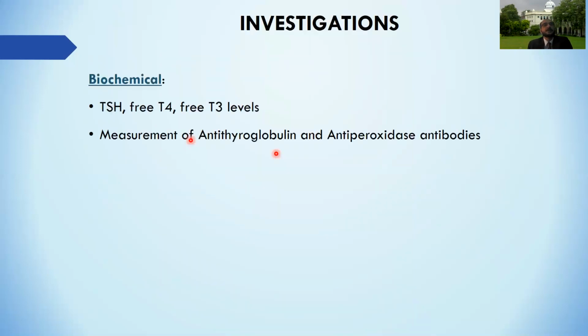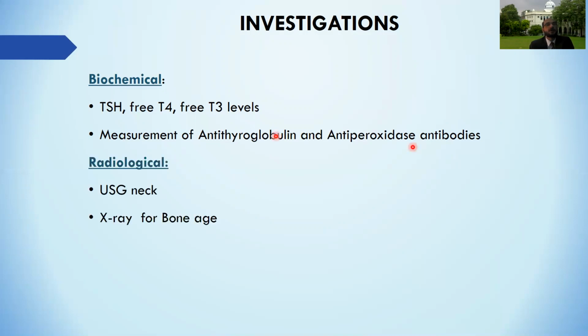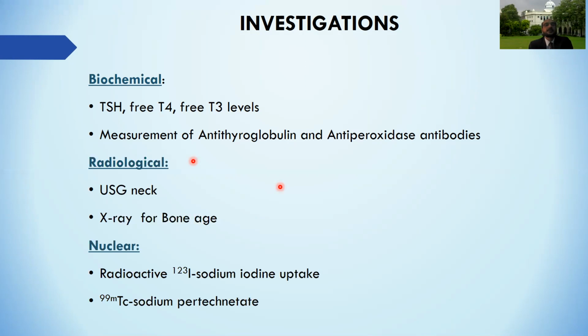Investigations are fairly simple. We expect T4 and T3 to be low, and as a result, because they are low, there would be negative feedback through the hypothalamus to the pituitary, leading to an increase in the TSH levels. You might also want to do antibodies if you think it is autoimmune thyroiditis. Radiological investigations look at the bone age by doing x-rays of the wrist and the elbow joint, and look at the consistency of the thyroid gland by ultrasound. Of course, in certain cases, you would like to do radioactive isotope scans as well.